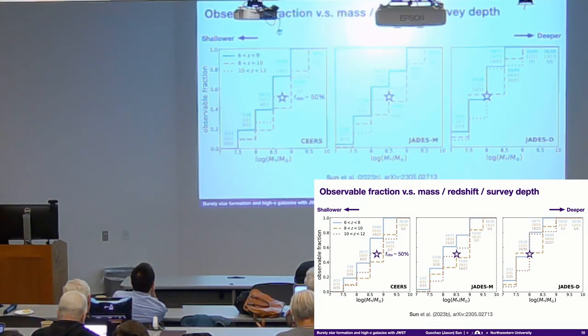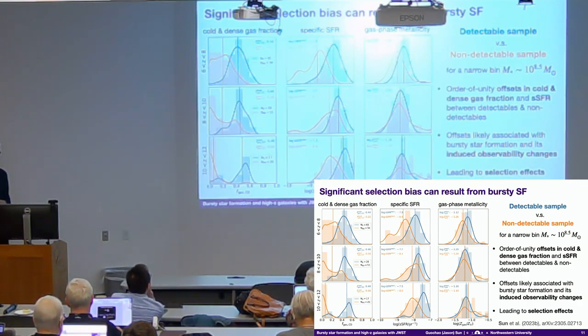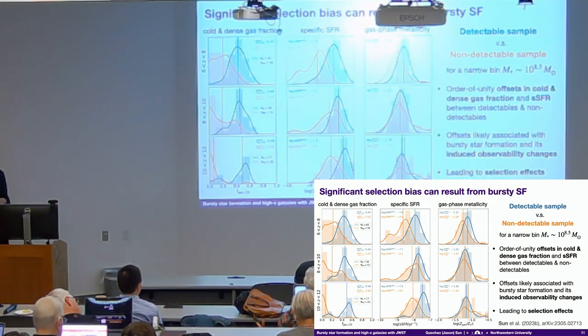All right, so finally, we also want to look into whether or not the modulation of galaxy observability can give rise to any appreciable selection effect when it comes to the inference of galaxy properties. Here I'm plotting the detectable sample versus the non-detectable sample for galaxies within a pretty narrow stellar mass bin. And I plot the distribution of three different galaxy properties: the cold-dense gas fraction as the fuel of star formation, the specific star formation rate, and also the gas phase metallicity.